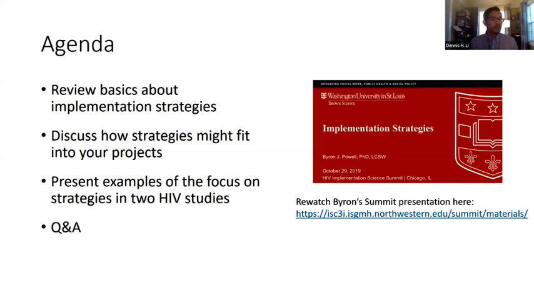But we want to just review some basics of implementation strategies, and discuss how they might fit into your projects, either currently or in the next ones that you're proposing. And then, given that we know that there are very few HIV specific examples in the literature, we want to provide you with some examples of early stage and later stage implementation research specific to HIV, and leave time for some questions and discussion at the end.